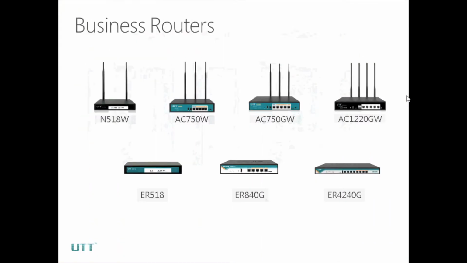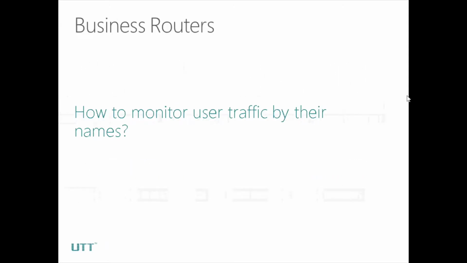UTT Business Routers now include wireless models N518W, AC750W, AC750GW, AC1220GW, and wired models ER518, ER840G, ER4240G. As in the previous videos, we'll try to solve a question after finishing this one.